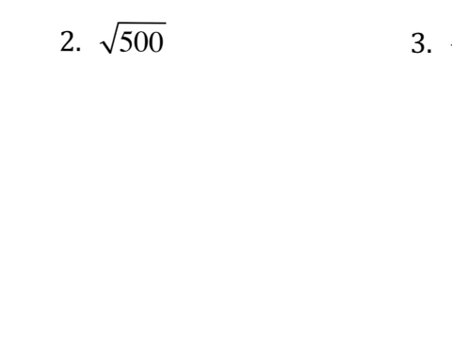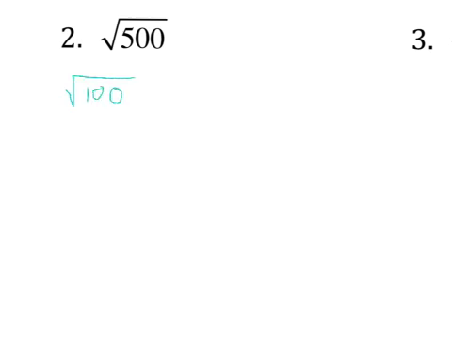Simplifying the square root of 500, we want to think about a number that goes into 500 that we can take a square root of. So we know that 500 is the same as the square root of 100 times the square root of 5. And we know that the square root of 100 is 10, so our final answer is 10 root 5.